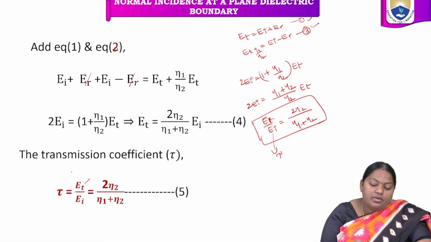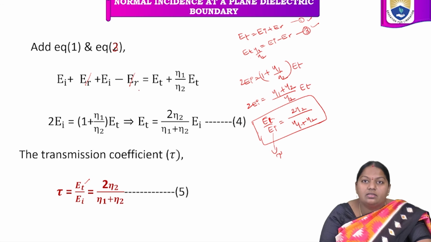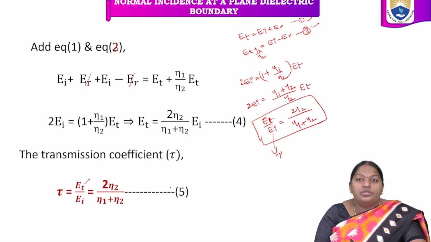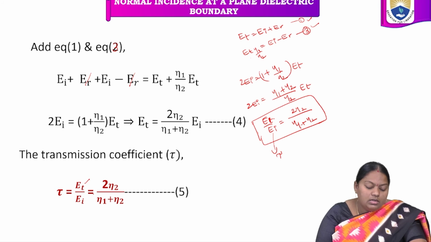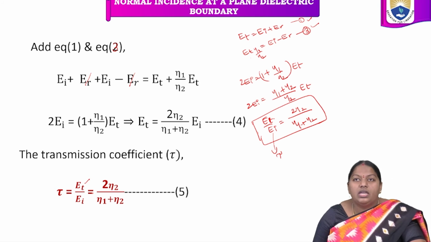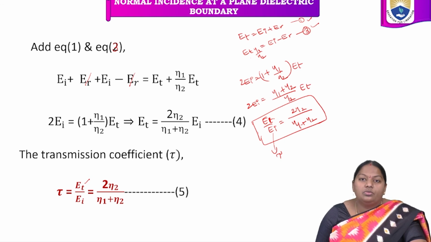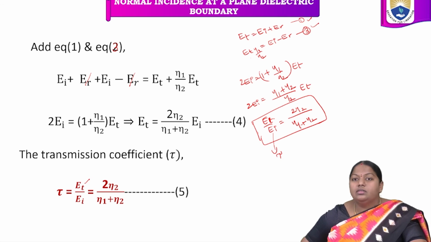So firstly, if we add the LHS parts of these two, EI plus ER and EI minus ER, which is equal to ET plus eta 1 by eta 2 into ET. So ER and ER get cancelled, 2 EI equal to 1 plus eta 1 by eta 2 into ET. Now from that, ET equal to 2 eta 2 by eta 1 plus eta 2 into EI. Now the transmission coefficient tau can be written as the ratio of the transmitted wave field strength ET to the incident wave field strength EI, which is nothing but 2 eta 2 by eta 1 plus eta 2.